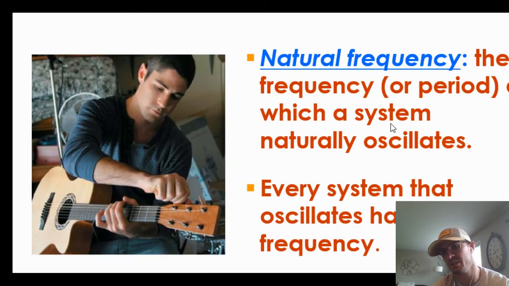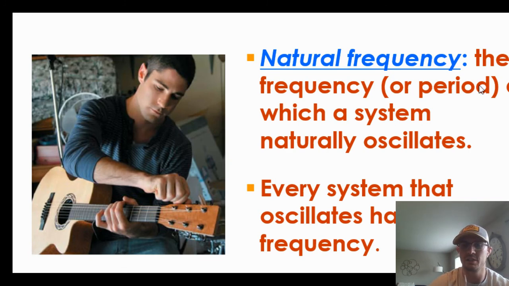Now, natural frequency is the frequency at which a system naturally oscillates. So it's going to go back and forth at this rate all the time. A guitar string, you can pluck that guitar string and you know what frequency it will be at all the time. It doesn't matter how hard you strum or anything like that. That is its natural frequency. It will play that note. It's going to have that many hertz, 220 hertz, for that A string on a guitar.